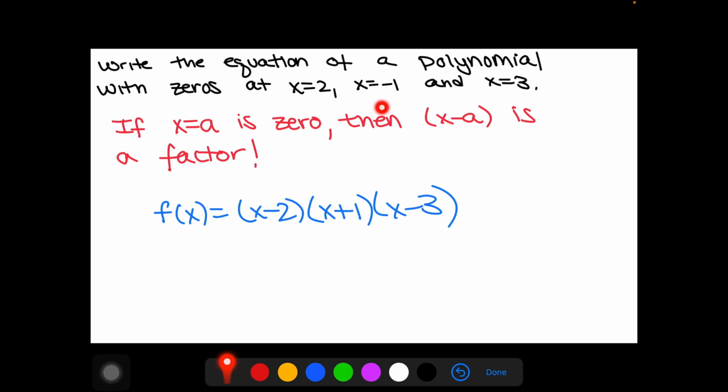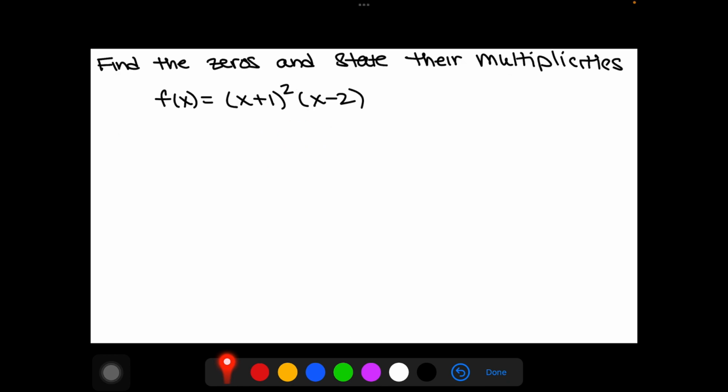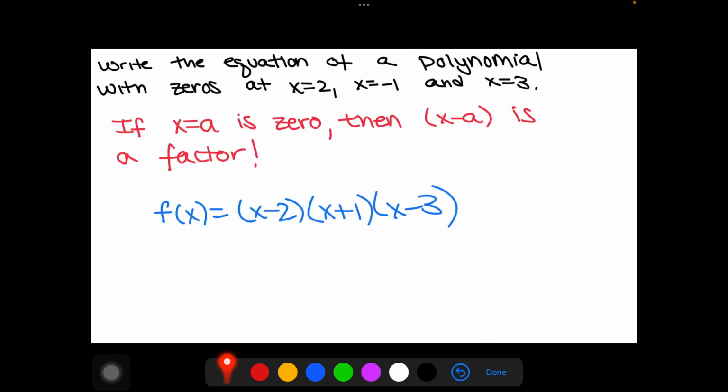If x equal negative 1 is a 0, that had to come from x plus 1. So we're just working backwards, thinking about where those solutions come from. If x equal 3 is a 0, x minus 3 has to be a factor. So the product of those three factors would be my polynomial.